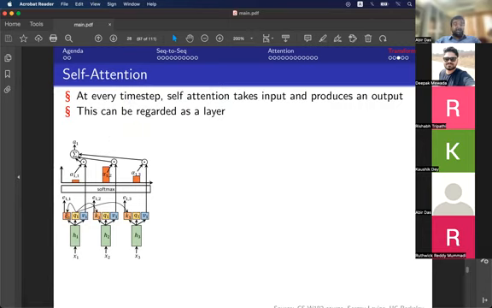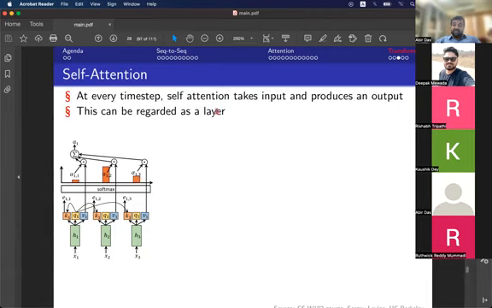You can parallelly compute this K1, Q1, V1, K2, Q2, V2, K3, Q3, V3. You can parallelly combine all these. Since there is no recurrent connection, you can parallelly combine, and that speeds up things a lot because you don't have to wait. It's not a sequential process.